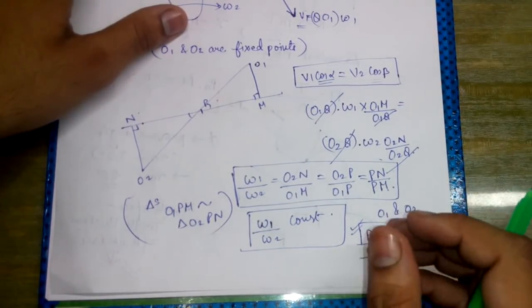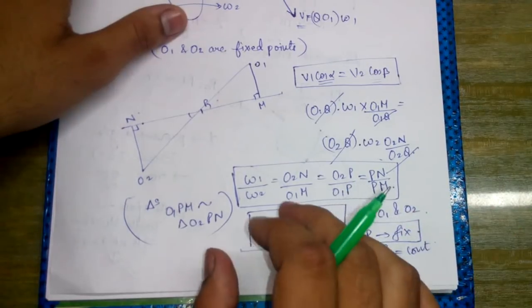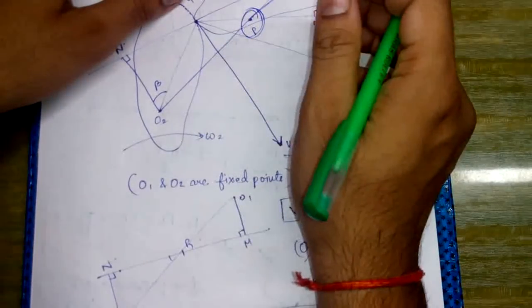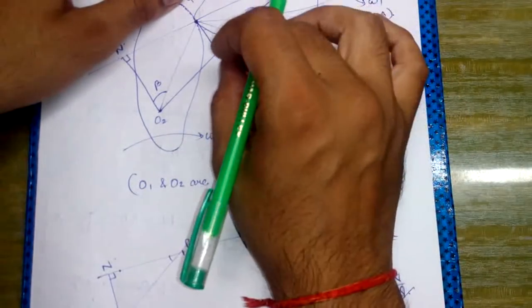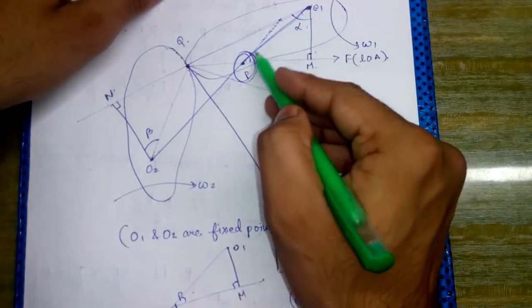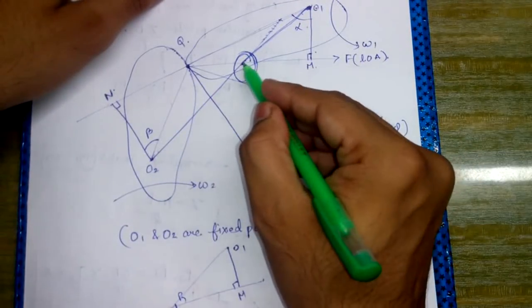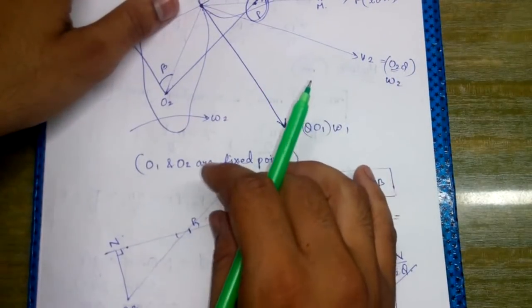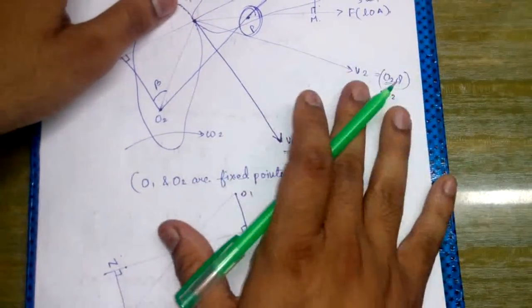So how will we state the law of gearing? The line of action must pass through the fixed point, which is known as the pitch point, on the line joining the centers of rotation of the gears. This line is joining the centers of rotation of the gears and P is lying on this line.